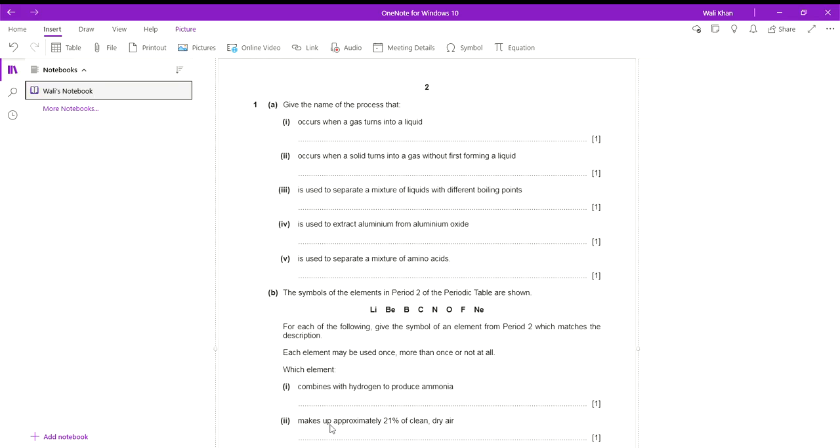Give the name of the process that occurs when a gas turns into a liquid. Condensation.